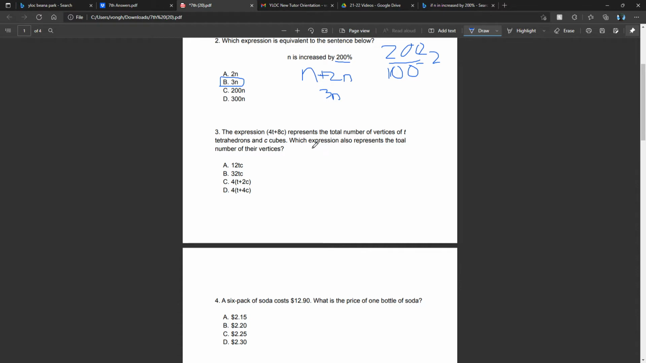Same thing for this one. It's asking for which expression also represents it. And here's our expression, 4t plus 8c. Let's find a common factor, and the common factor would be 4. So you take a 4 out of both, so you do 4 divided by 4 here, and 8 divided by 4 here. So 4 divided by 4, that's 1, and then 8 divided by 4 is 2, so you get 2c. You put in parentheses 4. So the answer should be C.